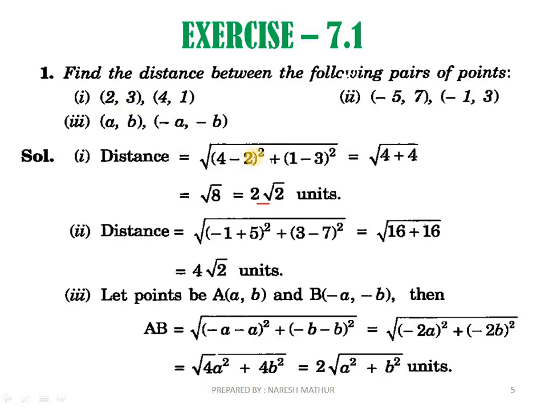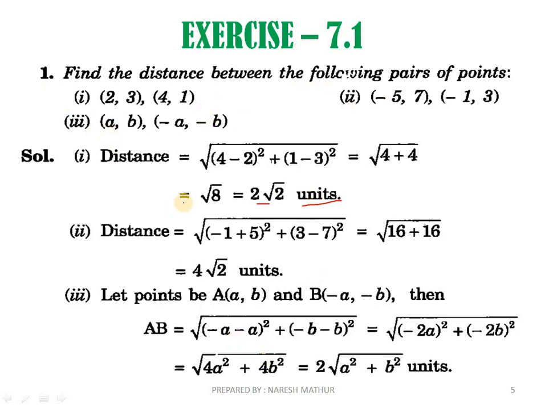The square root of (4 minus 2) whole square plus (1 minus 3) whole square. So we are getting root 8. Root 8 can be written as 2 root 2. Always remember to write the unit at the end, as we are finding distance, so we can write units. Similarly, the second can be done.